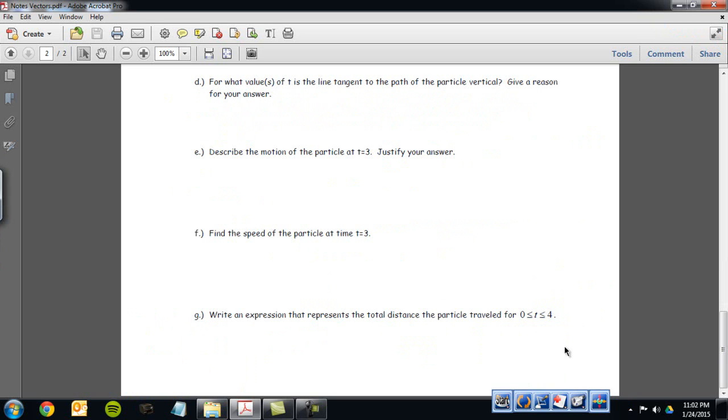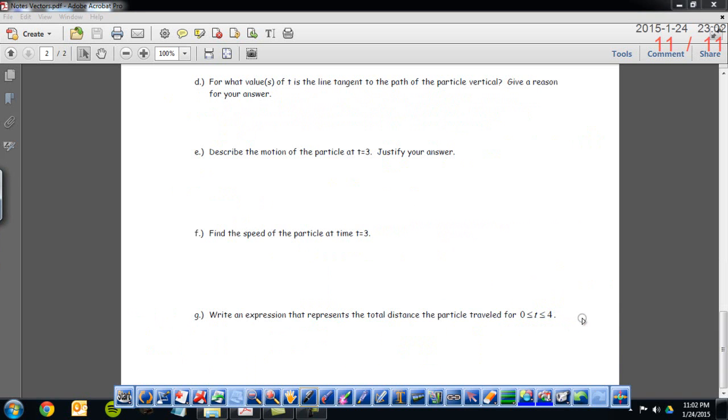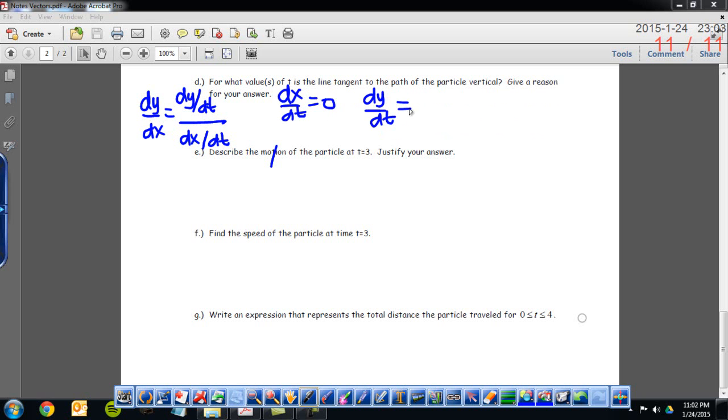All right, for what values of t is the line tangent to the path of the particle vertical? Give a reason for your answer. Okay, a vertical tangent line has an undefined slope, and we know that slope is always dy/dx. But in this case, since we're using parametric equations, it's dy/dt over dx/dt. So the only thing that could make the slope undefined is if dx/dt equals 0. But dy/dt needs to not equal 0 as well, because if they both equaled 0, then we would have that indeterminate form that we talked about last chapter. So a vertical tangent line is where dx/dt is 0, but dy/dt does not equal 0.